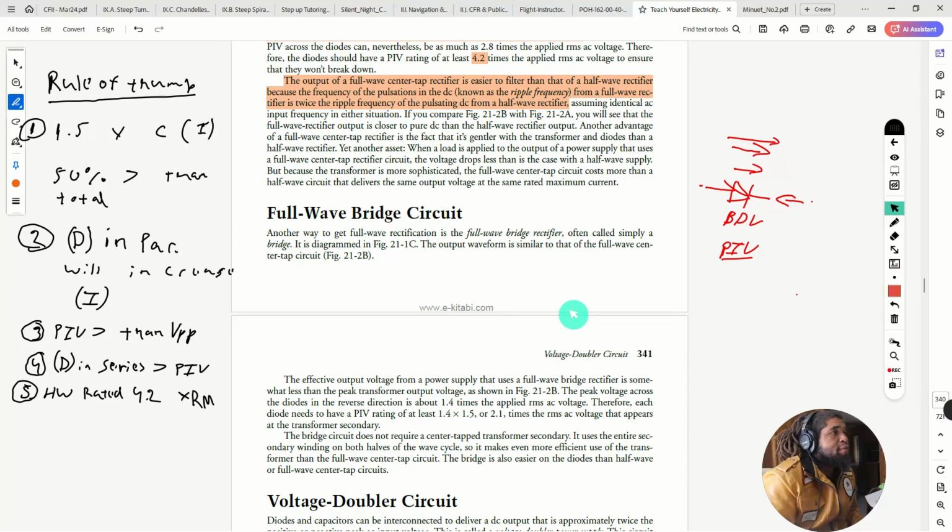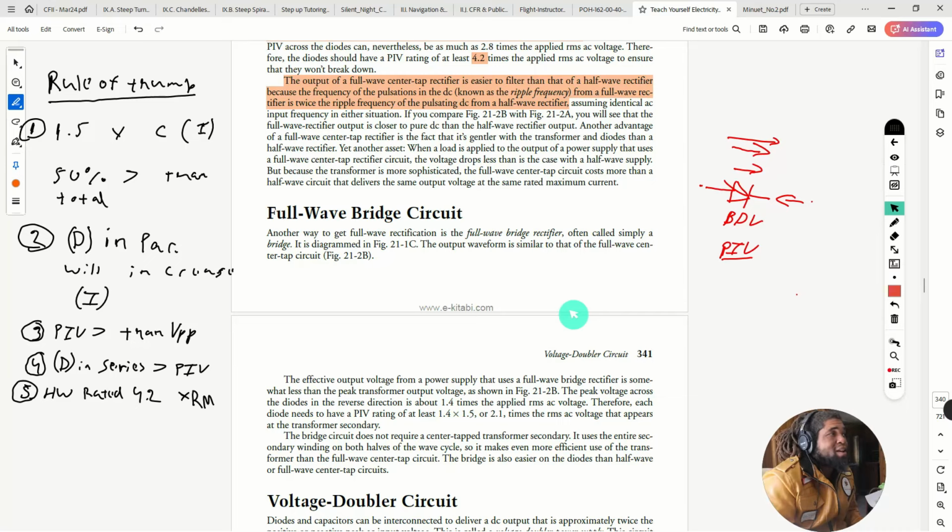Okay, so if you compare figure 21-2B with figure 21-2A, you will see that the full wave rectifier output is closer to the pure DC than the half wave rectifier is. Another advantage of the full wave center tap rectifier is the fact that it's gentler on the transformer and the diodes than the half wave rectifier is.